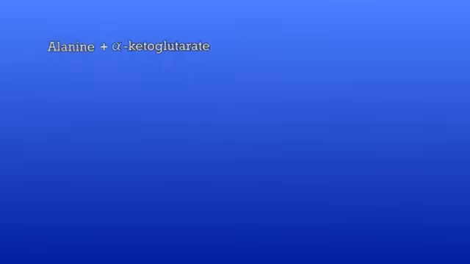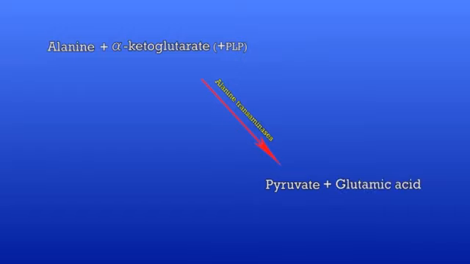For example, the enzyme transaminase is involved in the reaction in which alanine reacts with alpha-ketoglutarate plus PLP. In the presence of the enzyme alanine transaminase, it forms pyruvate plus glutamic acid. This vitamin is also involved in tryptophan metabolism, glycogenolysis, and erythropoiesis.